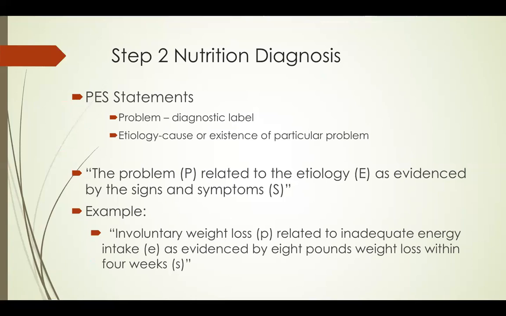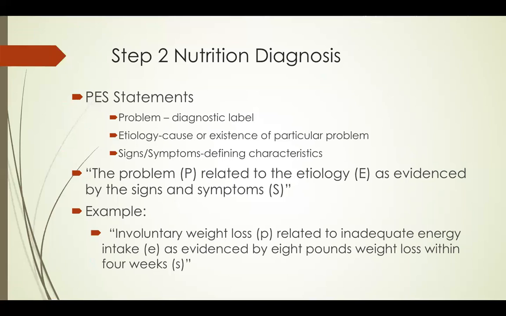E stands for the cause. What caused that person to be overweight? Was it that they ate too much food? Was it that they have Prader-Willi syndrome? Was it that they didn't know anything about nutrition? What caused that problem? And then what are the signs and symptoms of that problem? So how do we know that they're overweight? So in the case of overweight, a sign and symptom could be BMI 29. That would be a sign of overweight.